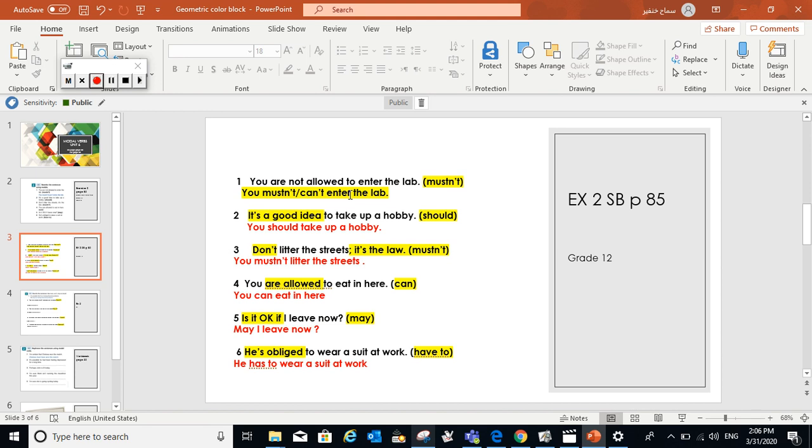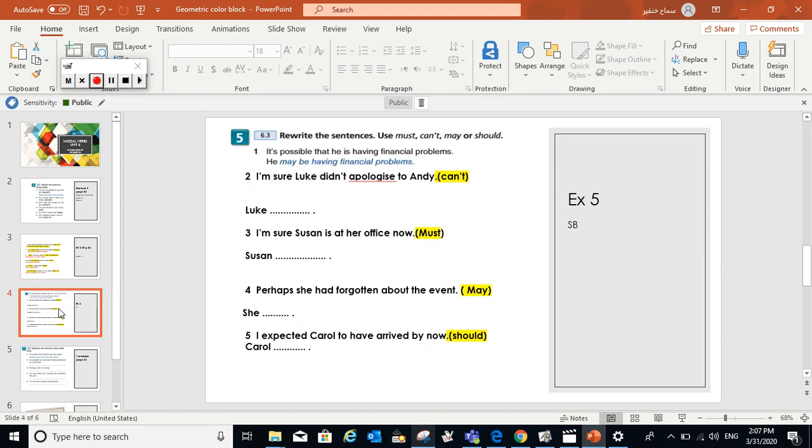Okay. I hope this is clear for this exercise, but we need now to understand how we change some modal verbs when it's related to something that should have happened in the past or must have happened in the past. Now, let's have a look. We are going to rewrite the sentences using must, can't, may, or should. Don't worry, in the exam you will be provided with the word between brackets, okay?